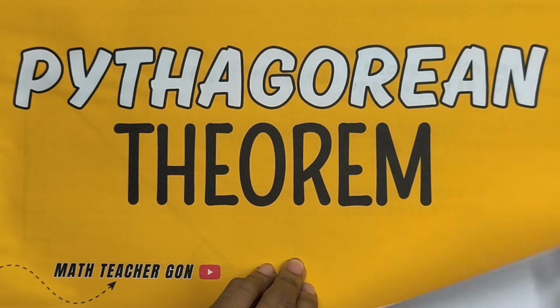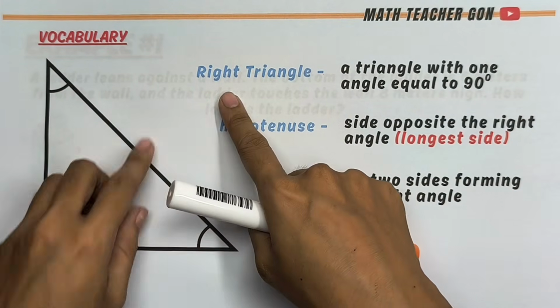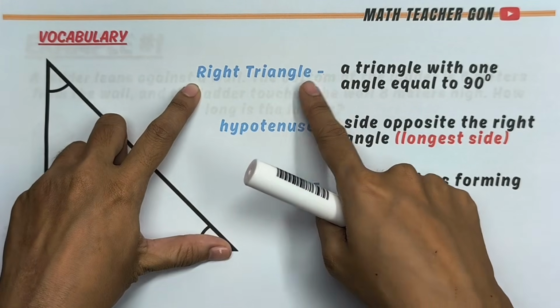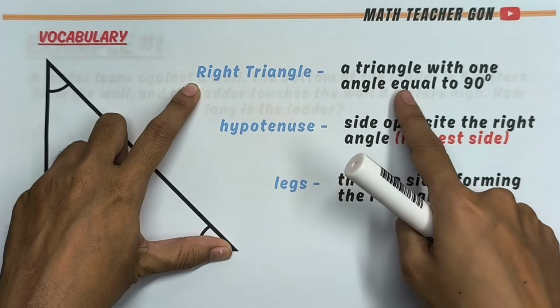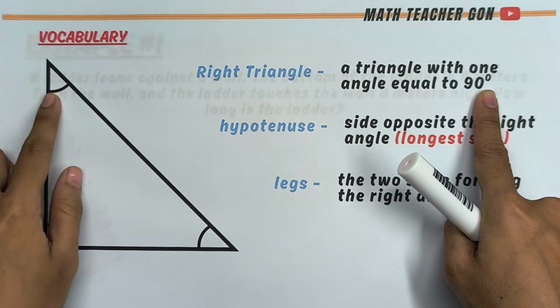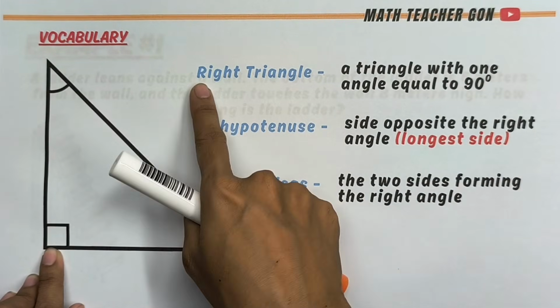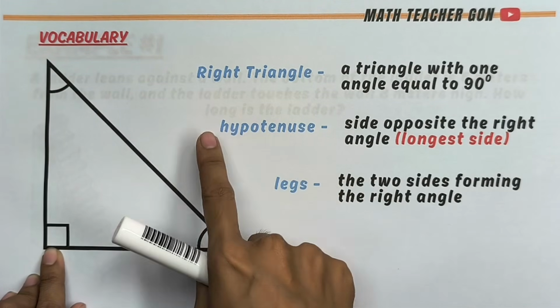Let's start with the vocabulary. So first, we have here the right triangle, a triangle with one angle equal to 90 degrees. So suppose this is your triangle, your 90 degrees is here. So this one is considered a right triangle.